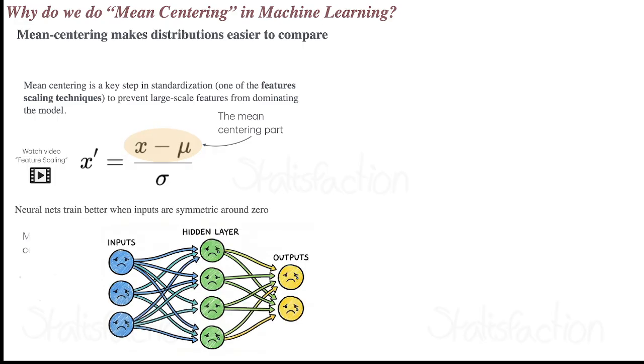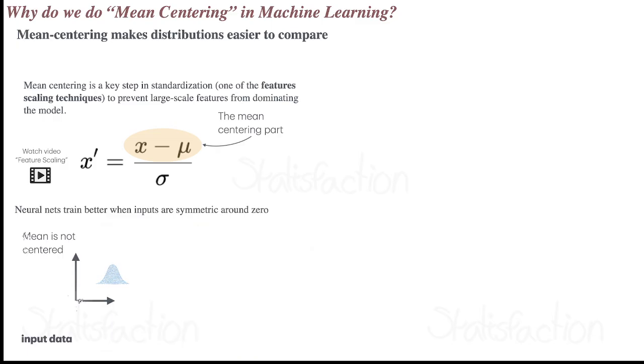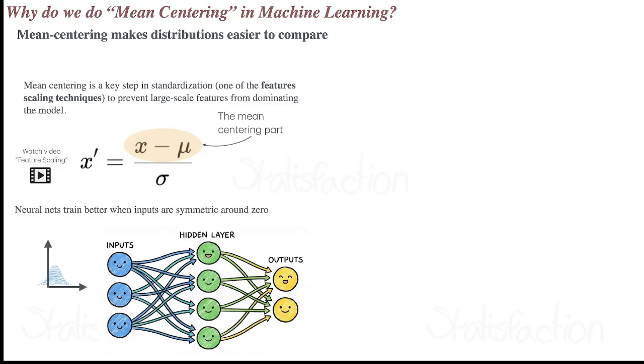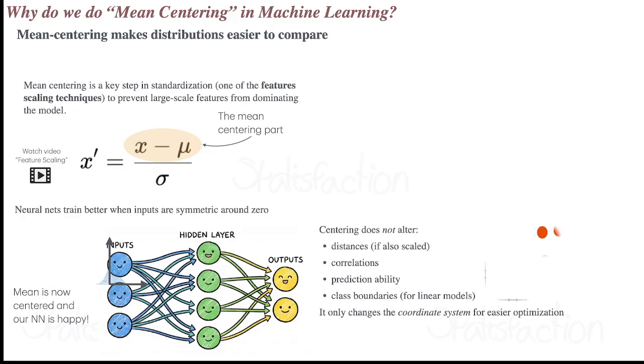Neural networks train better when we standardize the inputs symmetrically around zero. Note that centering doesn't alter correlations, predictability, or the distances between points if they are scaled. It only changes the coordinate system for easier optimization.